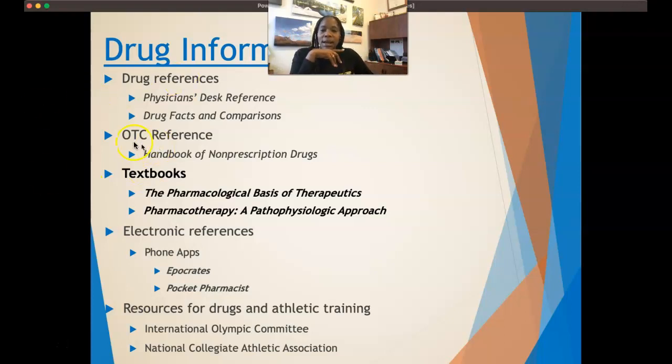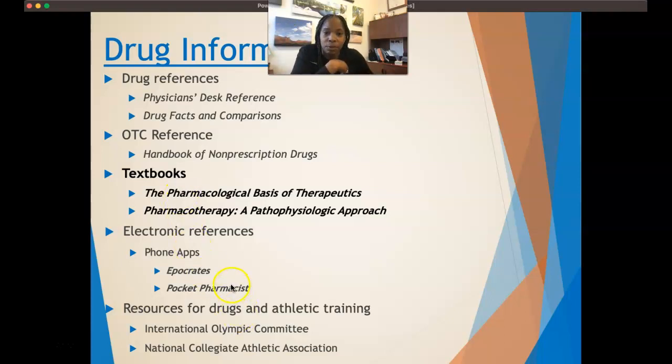The next thing that you have is an OTC reference book. It's a handbook of non-prescription drugs. So it's very similar to the Physician's Desk Reference. You have lots of textbooks, but those are outdated because there are so many drugs being approved on the market constantly that it is hard for textbooks to kind of keep up.